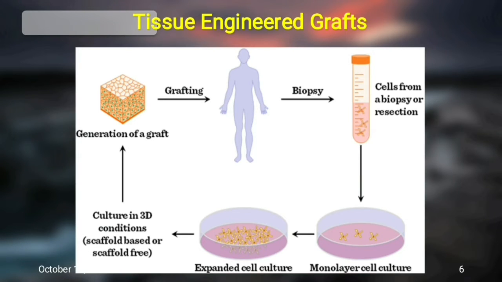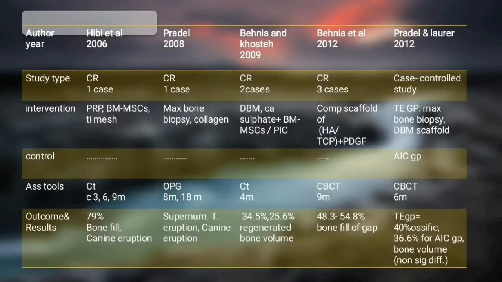And this bypasses the donor site morbidity and has osteoinduction and osteoconduction at the beginning. A search strategy was conducted to address tissue engineering grafts for alveolar cleft reconstruction, but only a few reports were found, most of them case reports, and only one clinical trial by Behnia et al. 2012, with different interventions and stem cell sources, scaffold types, and assessment tools.